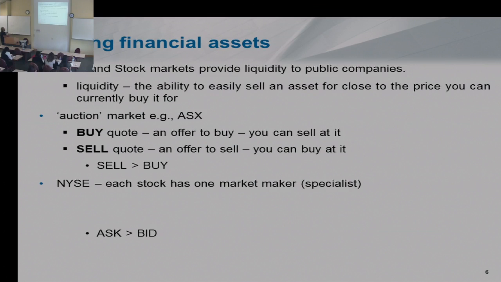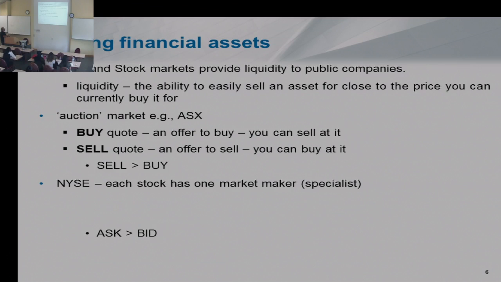There's a lot of stuff you can do there. But what you'll see in an auction market is a buy quote, which is somebody's offer to buy, and a sell quote, which is an offer to sell. And of course, the sell quote is going to be greater than the buy quote, because you would buy at somebody's sell and sell at somebody's buy.